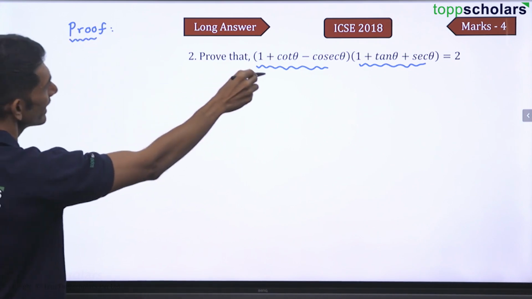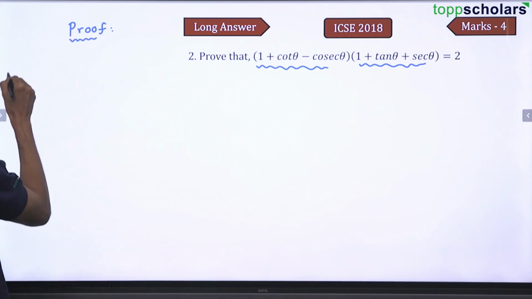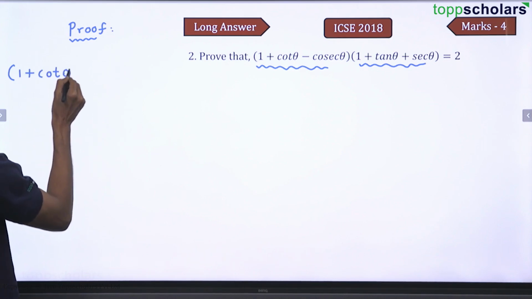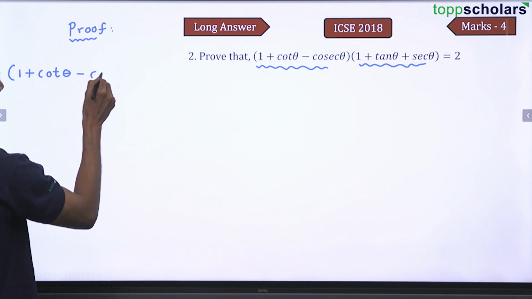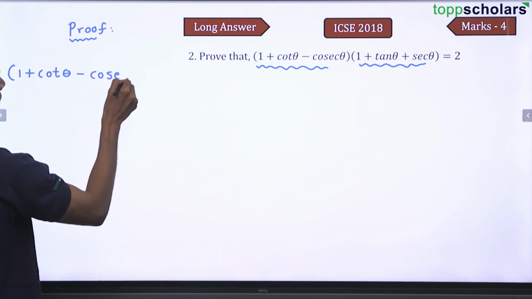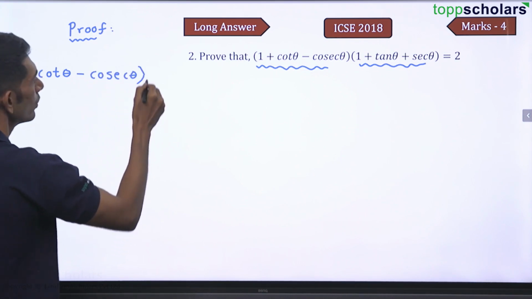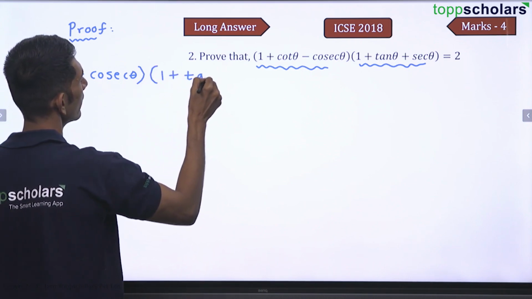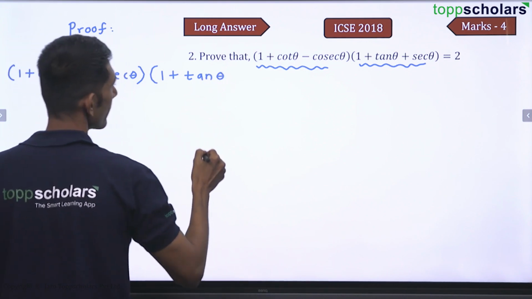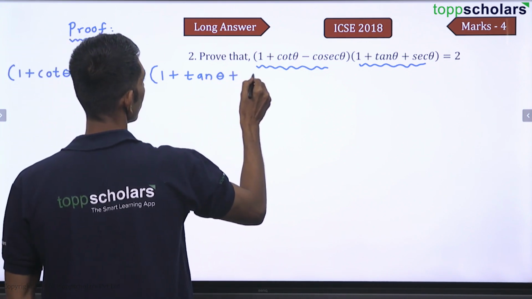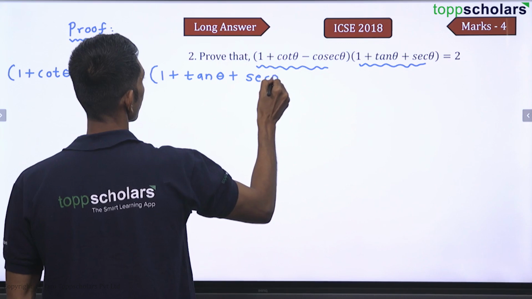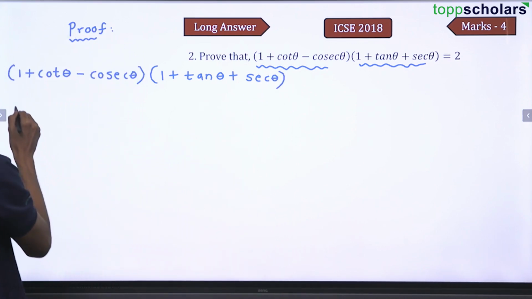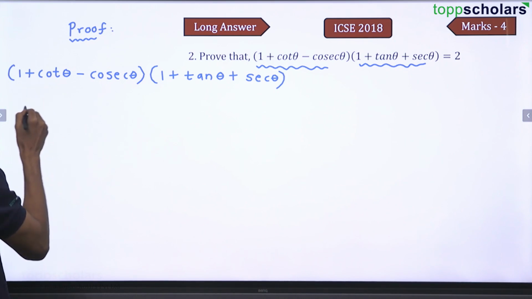And what is the LHS? The LHS is 1 plus cot plus cosec. So (1 plus cot theta minus cosec theta) into (1 plus tan theta plus sec theta).